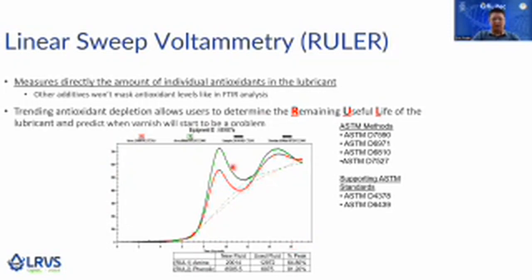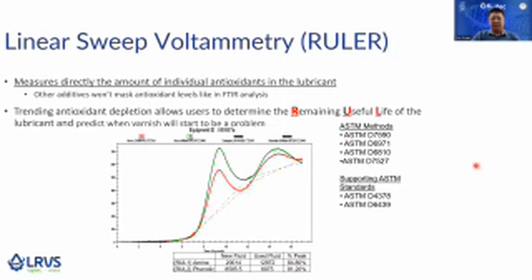In this green line, it is the new oil, the fresh oil, so you will have 100% antioxidants. And then the red line is the in-service oil. By this testing, you compare the area between the new oil and the used oil. So you calculate the areas and come out with the result in percentage. In this example, you can see the antioxidant is 64.8%, and the phenolic antioxidant is 81.2%.